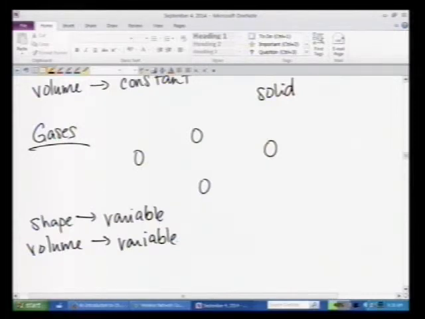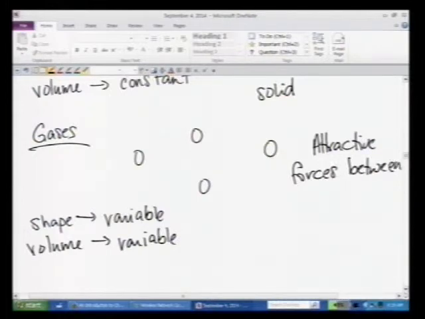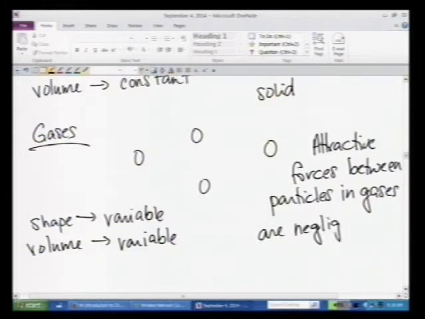Based on the rules of our theory, there is an attractive force between the particles of a gas, but they are so weak that they're pretty much negligible, non-existent. So we can say that the attractive forces between the particles in gases are negligible.